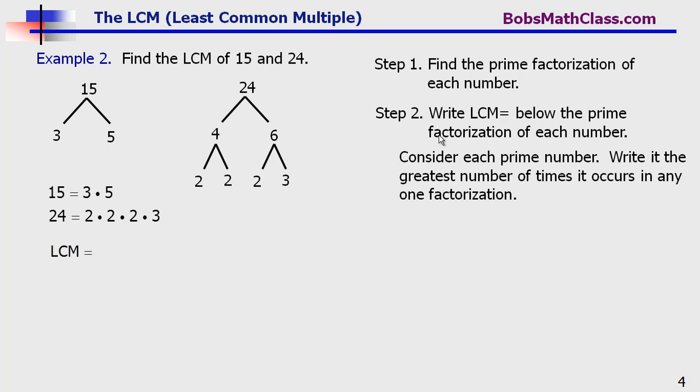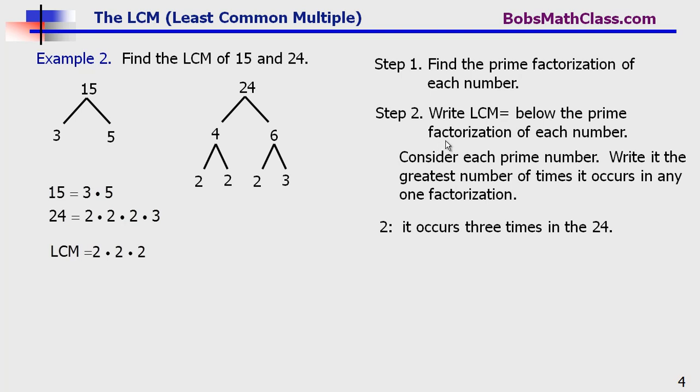Let's start with 2. We're going to write it down the greatest number of times that it occurs in any one row. What's the greatest number of times that it occurs? It occurs 3 times in the 24. So write down three 2s. 1, 2, 3.